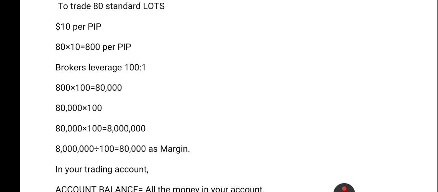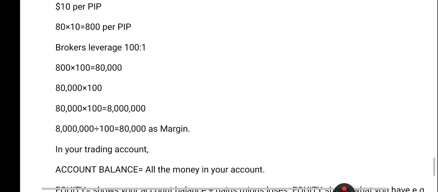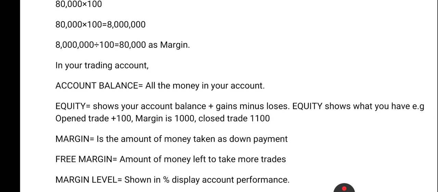This one is for the standard lot. To trade a standard lot, you know that for each standard lot you are trading, if the market moves by 1 pip, you are making $10. Now, if you have opened a position size of 80 standard lots, that will be 80 times 10. That will be $800 per pip. So whatever position size you are opening, just multiply it by 10.